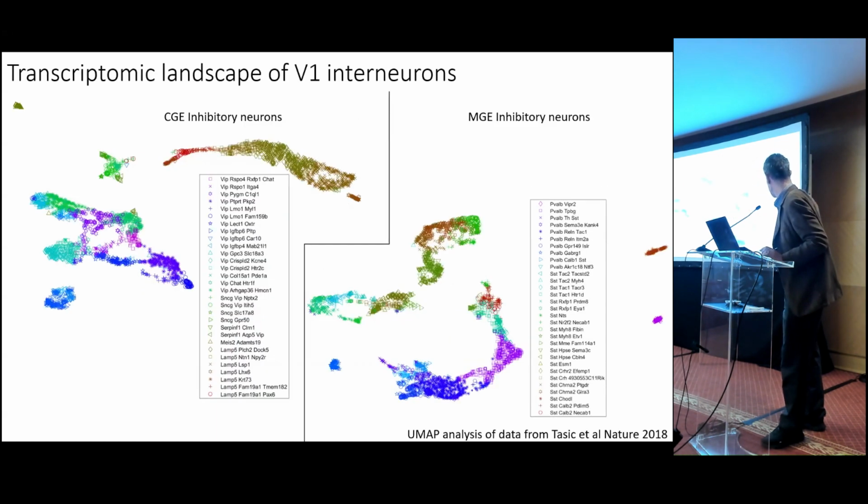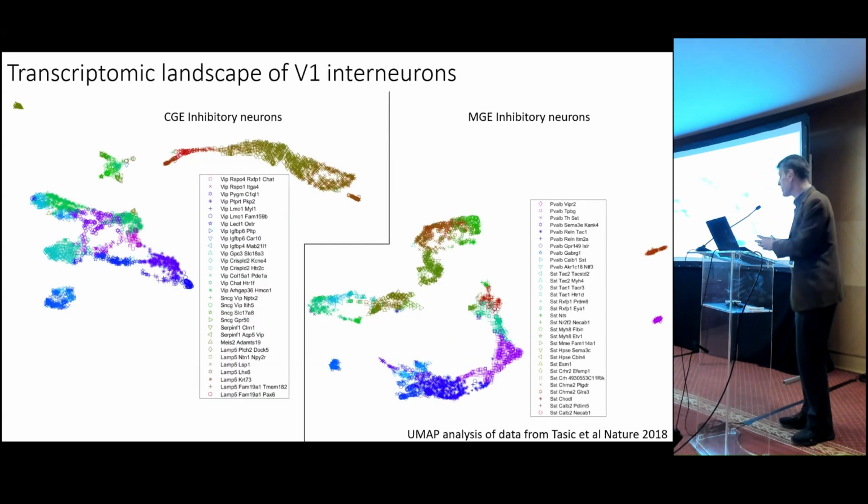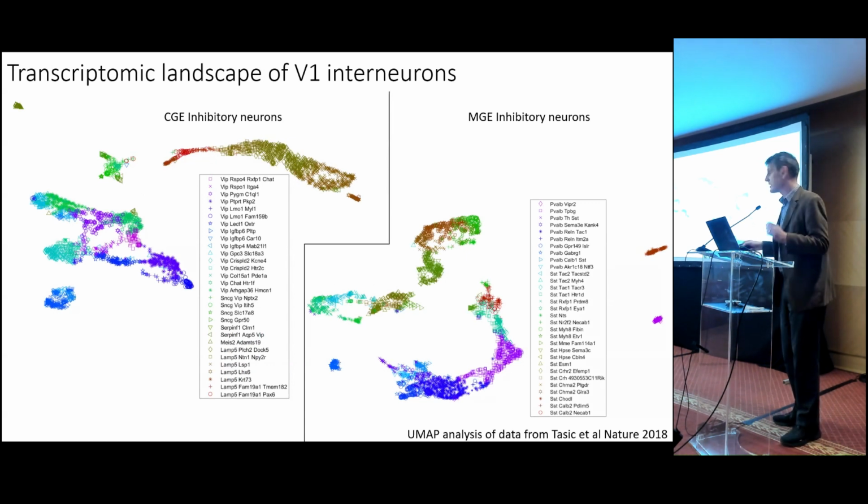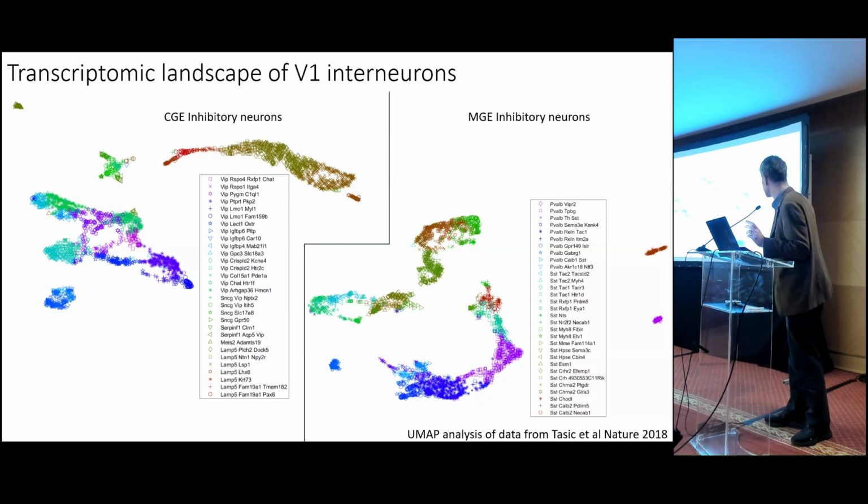So this is a UMAP analysis. It's a way of putting the cells in 2 dimensions such that cells that are close together in this 2-dimensional space are close together in the original space of gene expression. And this is applied to the inhibitory neurons of primary visual cortex. They're divided into 2 main groups according to their developmental origins. And you can see this very complex picture.